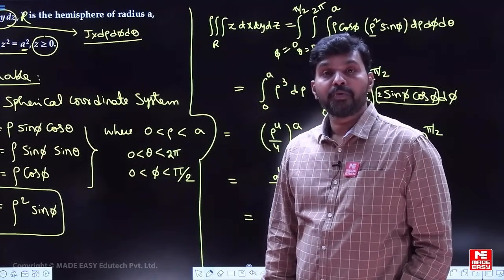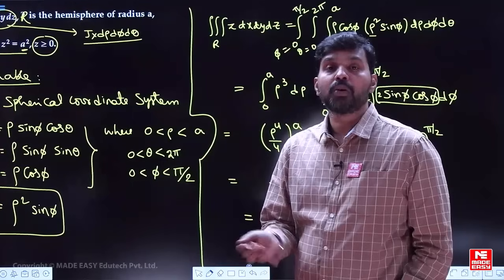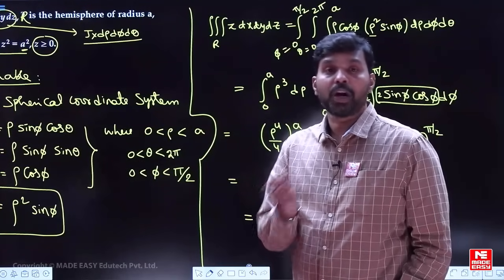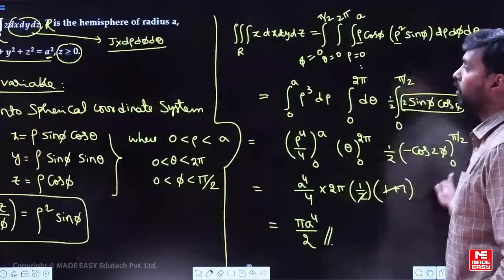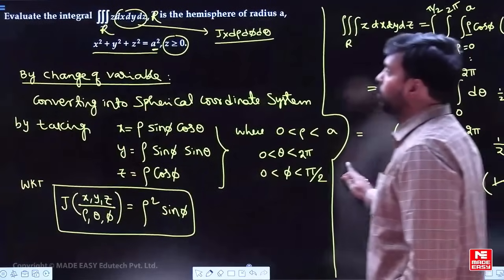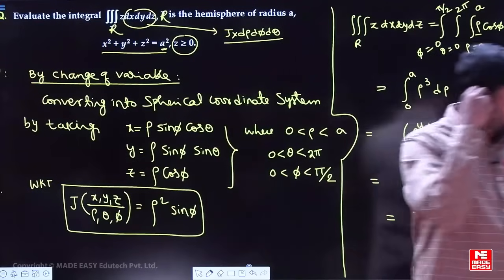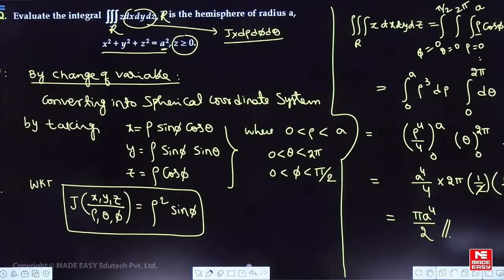So now focus on the conversion of the coordinate system from Cartesian to spherical. So this question can be done easily. Okay, I hope everyone understood. So what is the answer you are getting for it?